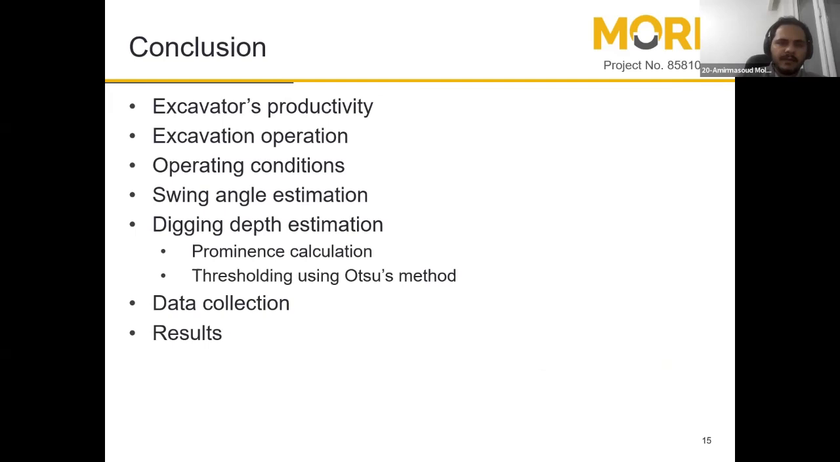And now we have the conclusion. Firstly, we talked about the excavator productivity and its priority. It is important. Why is it so important for the improvement? Without measuring the productivity, we cannot say we are going to improve the machine and operation.